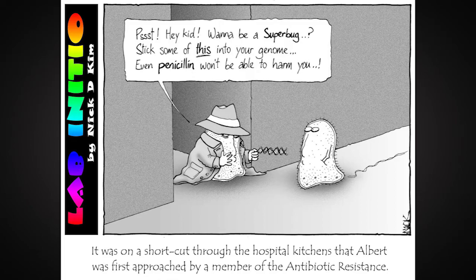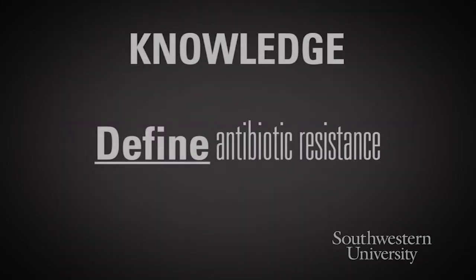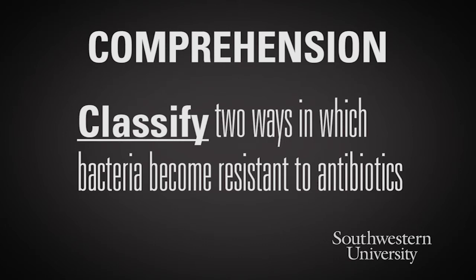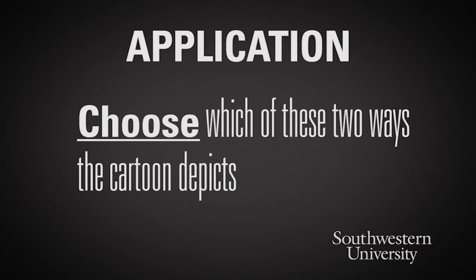Start with the knowledge level. First, define antibiotic resistance. Then, kick it up a notch. Comprehension. Add a question to classify 2 ways in which bacteria become resistant to antibiotics. Then, kick it up a notch. Add application. Choose which of those 2 ways the cartoon depicts.